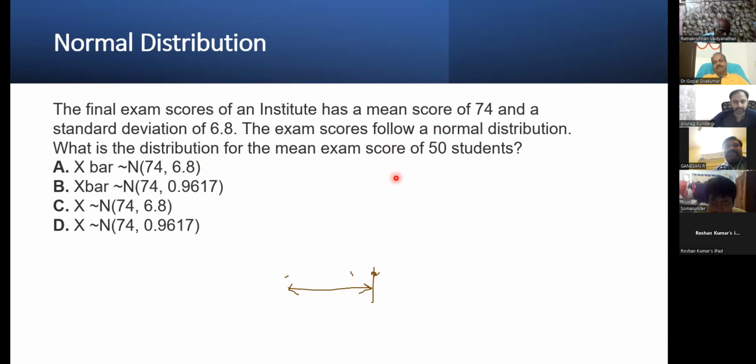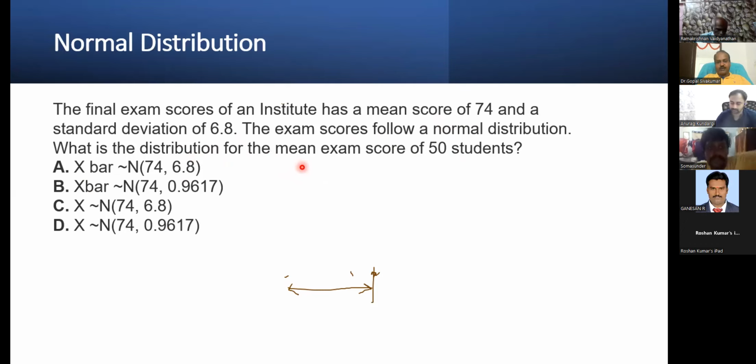What is your subgroup size? 50 students. Standard deviation divided by the square root of the subgroup size. What is it called? Standard error. Very good. That is called the standard error of mean. That will be the standard deviation of the distribution of the mean. Standard deviation of the mean is called the standard error of mean.